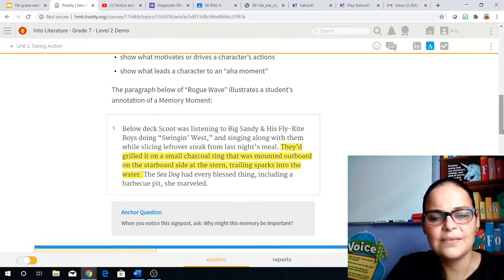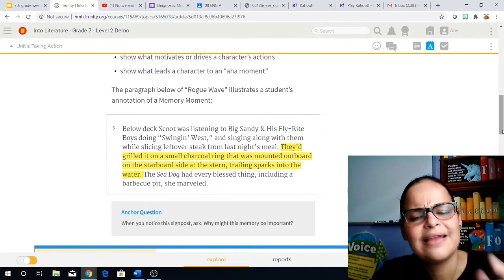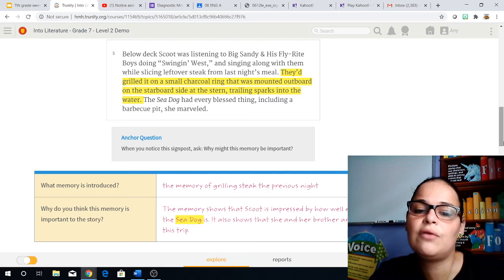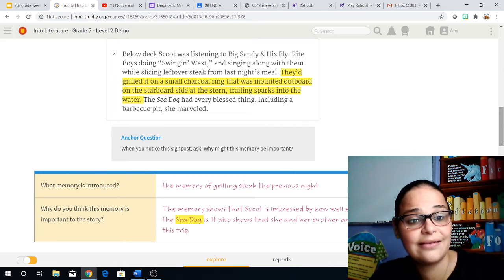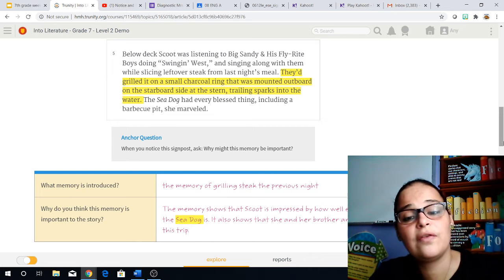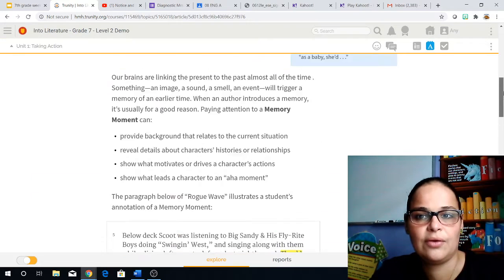So, anchor question. When you notice this signpost, you would ask yourself, why might this memory be important? And this was the result the student found. What memory was introduced? The memory of grilling steak the previous night. Why do you think this memory is important to the story? The memory shows that Scoot is impressed by how well equipped the Sea Dog is. It also shows that she and her brother are enjoying this trip. So this was a memory moment, okay?